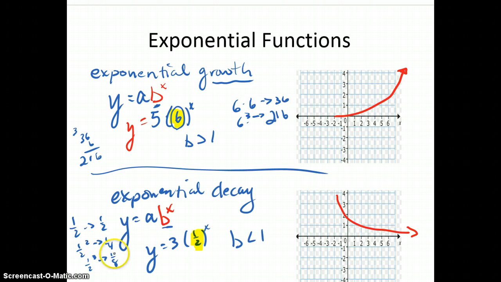So if you multiply fractions by itself, you're getting a smaller number. You're taking a fraction of a fraction. So in this case, b has to be less than 1. Really how we identify these is based on what's in the parentheses and what's being raised to the x power.